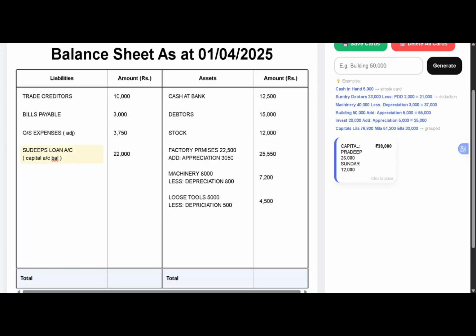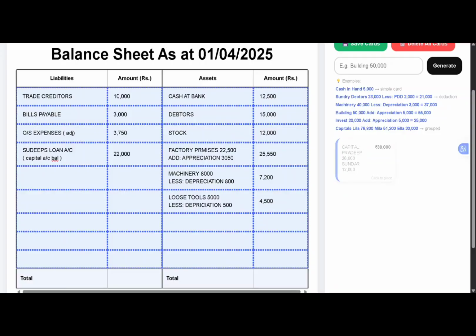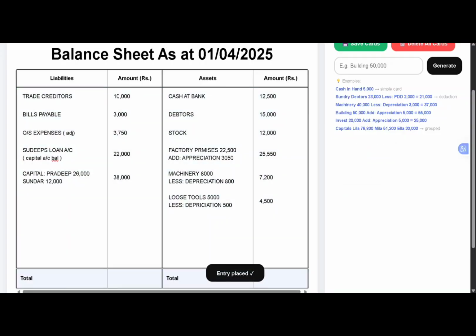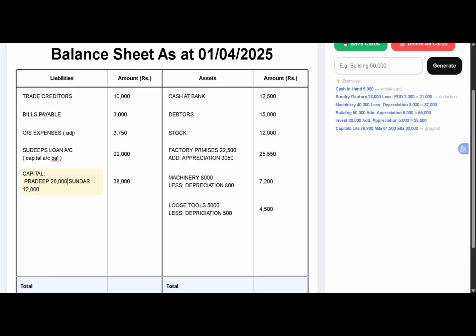Now we have to enter the capitals of the continuing partners. The remaining partners are going to continue the business. So we are going to bring down the capital which we derived in the partner's capital account, that is new capital. Pradeep is 26,000 and Sundar is 12,000. So these are the two partners who are going to continue the business. So the total capital will be 38,000. So we have entered all the assets and the liabilities in the new balance sheet.